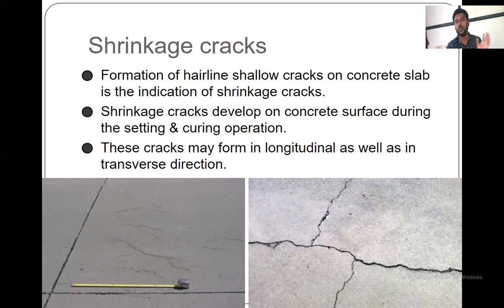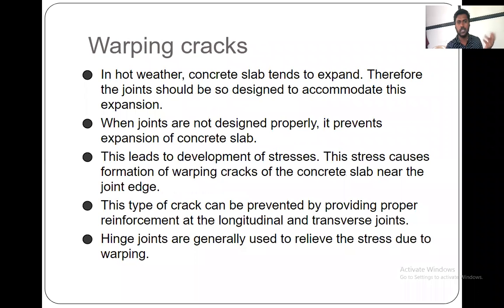And shrinkage cracks are developed due to what? Due to the surface not being properly settled, or if proper curing is not provided on that surface. So what will happen? The shrinkage will be there, because if the heat of hydration is not proper, the cracks will be there. To maintain the proper heat of hydration, we need to provide proper curing for that pavement. These cracks may form in the longitudinal as well as the transverse direction. It may be in any direction.